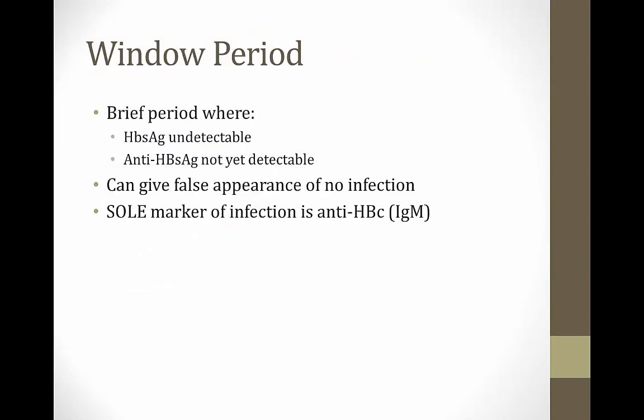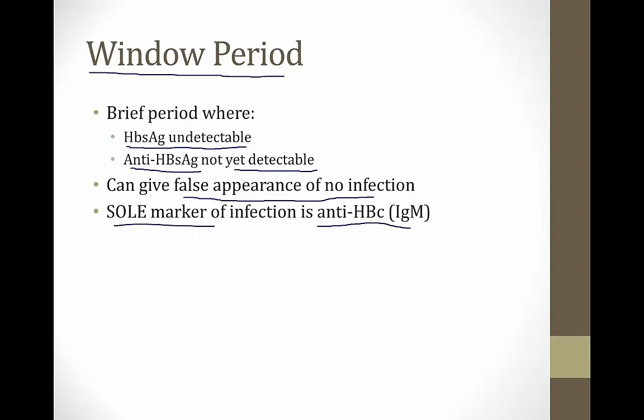You need to be familiar with the window period. This is a brief period where the levels of hepatitis B surface antigen have fallen and are undetectable, but the levels of anti-Hep B surface antigen are not yet high enough to be detectable in the serum. This is called the window period, and it can give the false appearance of no infection. During this period, the sole marker of infection is anti-Hep B core antigen IgM, and that's why that core antigen is so important. Even though we cannot detect the antigen itself, we can detect the antibodies, and they are how you detect infection during the window period.